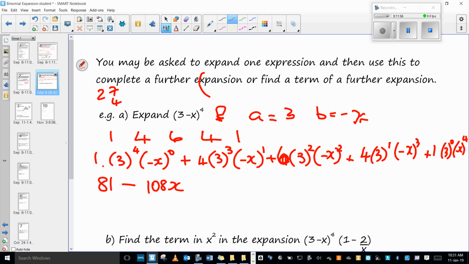Right, next one is this. This one is 3 squared multiplied by 6. 9 times 6 is 54. Notice I haven't put my sign in here, so that's 54, and then I've got negative x, and that's being squared. So it's even, so it's a plus, and then that's going to be x squared.